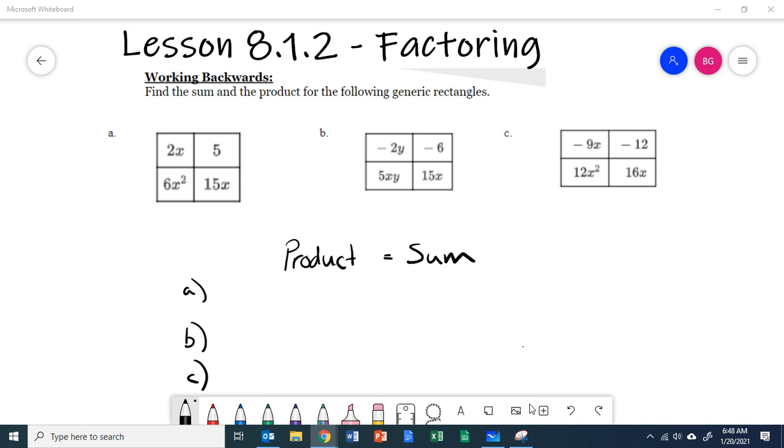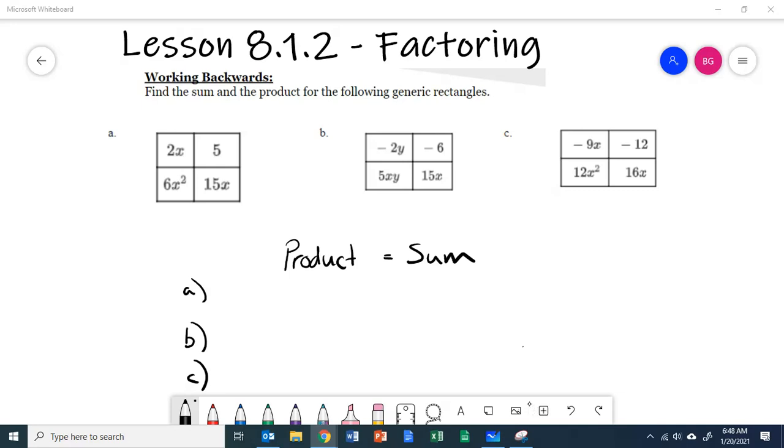Okay, so today we're going to go over lesson 1.2 or 8.1.2, and it's going to be over factoring. Before we can get started in that, though, we need to refresh on how to find the sum and the product for the generic rectangles. And we haven't really found the product working backwards yet in this class.